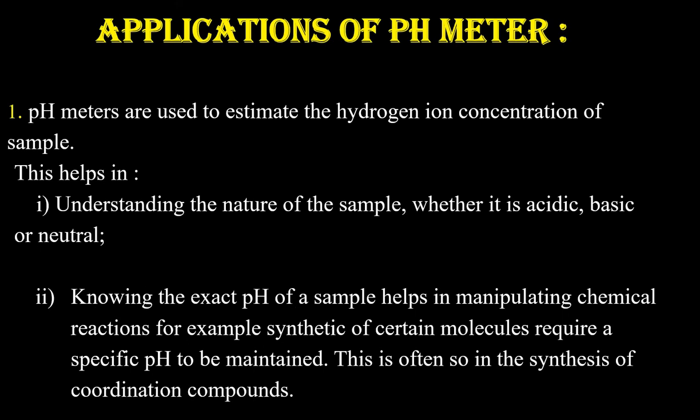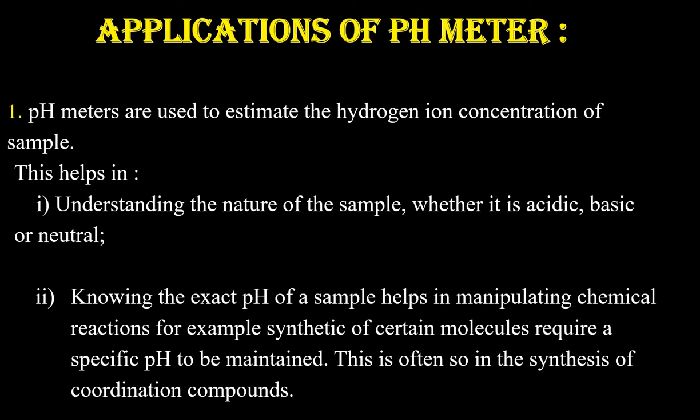We'll consider now the next point, that is the applications of the pH meter. pH meters are used to estimate the hydrogen ion concentration of a given sample. This helps us in understanding the nature of the sample, whether the given sample is acidic, basic, or neutral. Knowing the exact pH of the sample helps us in manipulating the chemical reaction.